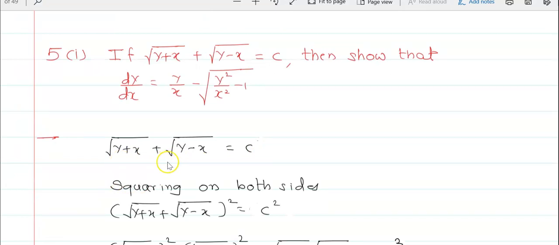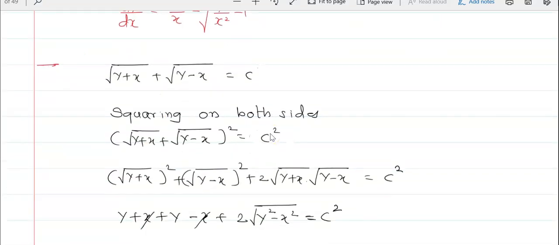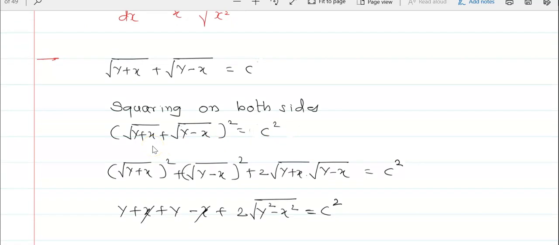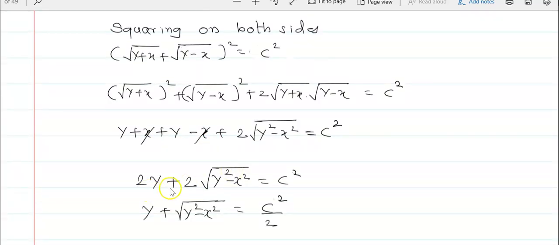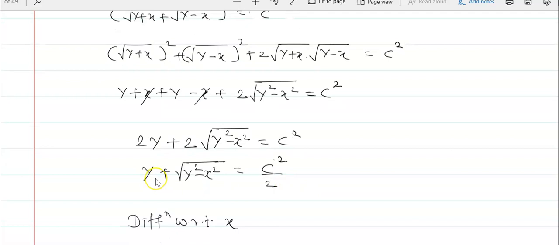That is the root of y plus x plus root of y minus x is equals to c. Squaring on both sides, root of y plus x plus root of y minus x bracket square is equals to c square. Now first term square plus second term square plus 2 into first term into second term is equals to c square. Now the square of root of y plus x is y plus x and square of root of y minus x is y minus x. Here plus x and minus x get cancelled. You will get y plus y is 2y plus 2 root of y square minus x square is equals to c square. Therefore, dividing on both sides by 2, y plus root of y square minus x square is equals to c square upon 2.